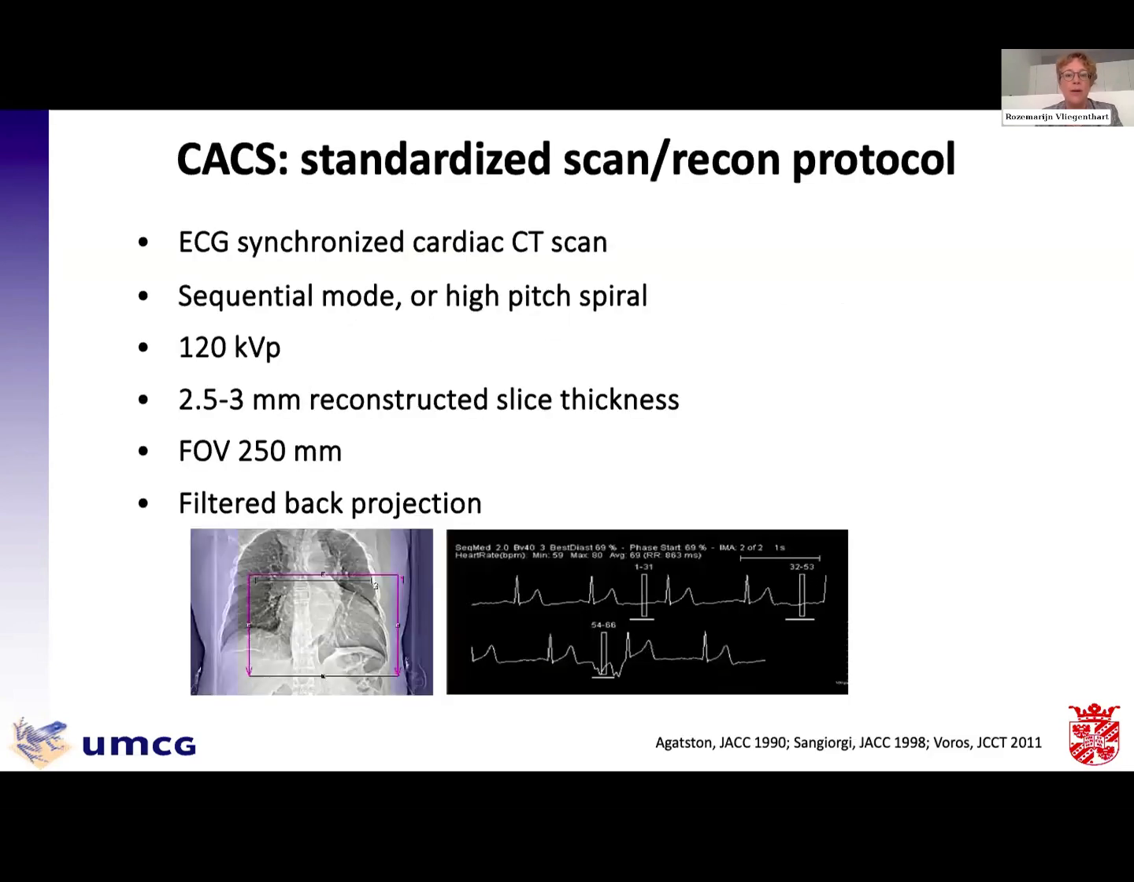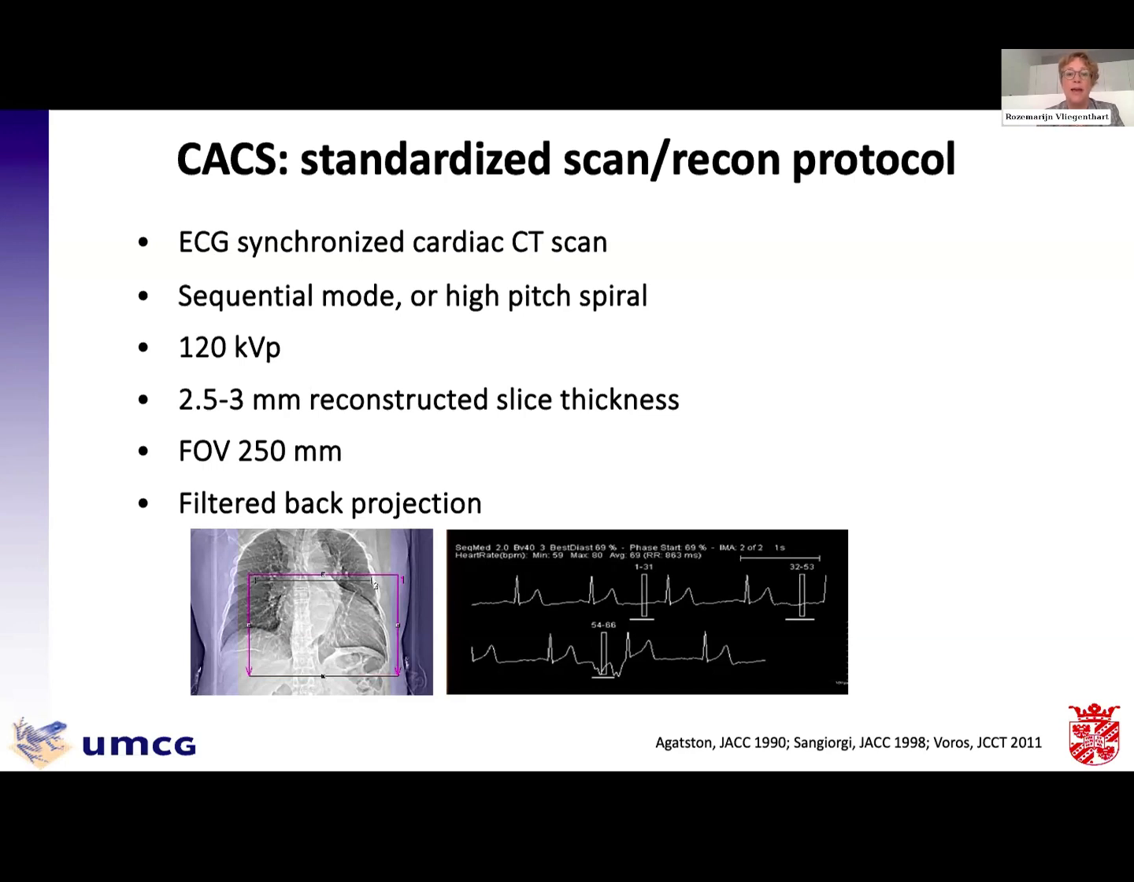To introduce the topic why we should look at the heart and in particular coronary calcifications in lung cancer screening, I would like to first start with the current role and the importance of a coronary calcium scan, because this is the background for the current interest in lung cancer screening. So a calcium score scan is a non-contrast ECG synchronized scan of the heart, generally at 120 kVp tube voltage. The reconstructed slice thickness is 2.5 or 3 millimeters in a field of view of 250 millimeters, and it's done with a filtered back projection.